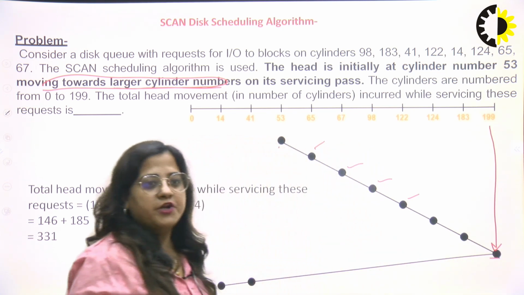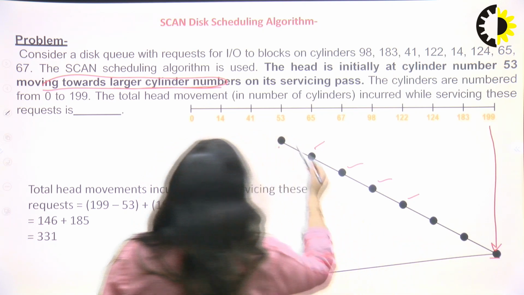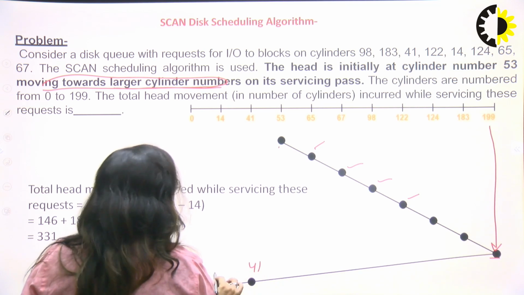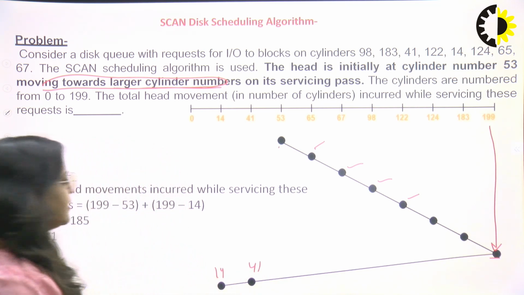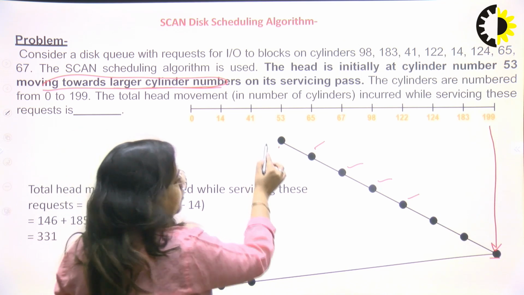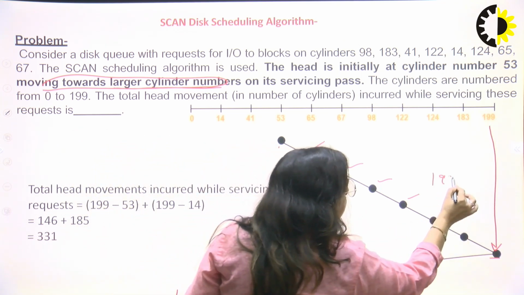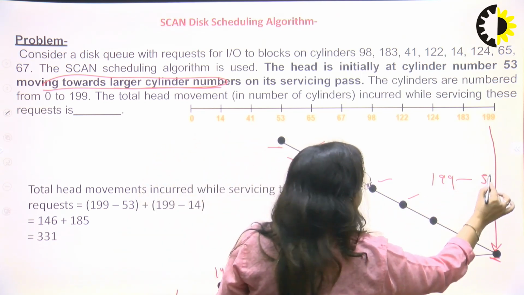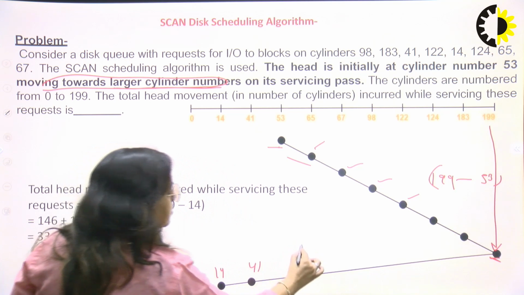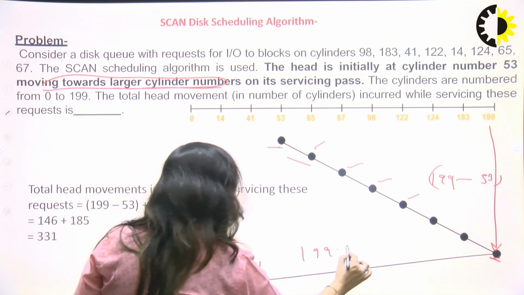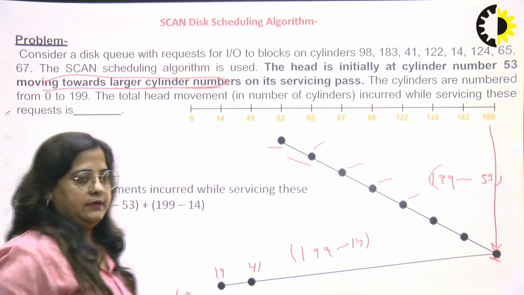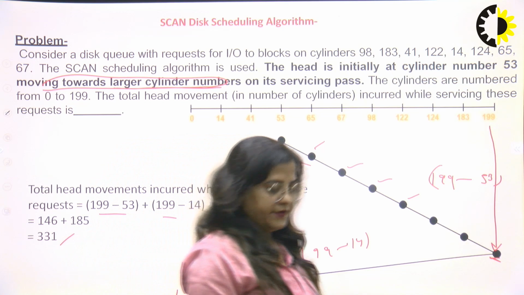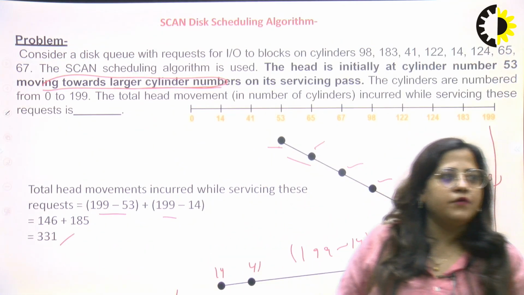Now move in the opposite direction. The numbers in the opposite direction are 41 and the last is 40, and then find the answer. You can directly compute: 199 is your last number in one direction, and 53, and here 199 minus 14, the answer is 330.